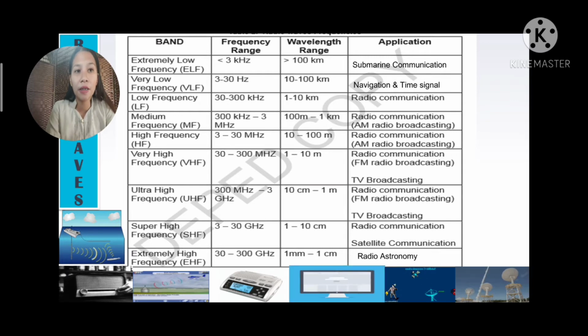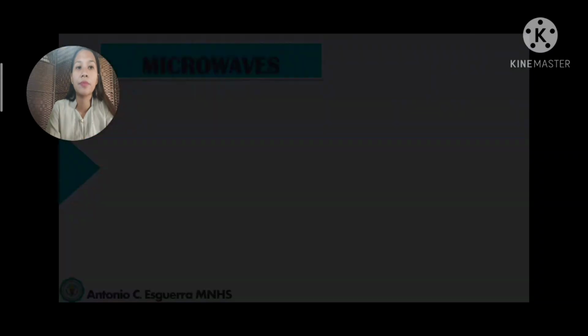Very high frequency is used for TV broadcasting or FM radio broadcasting. Ultra high frequency is also used in TV broadcasting. Super high frequency is used in satellite communication. Extremely high frequency is for radio astronomy.